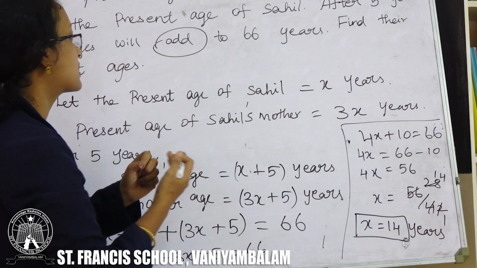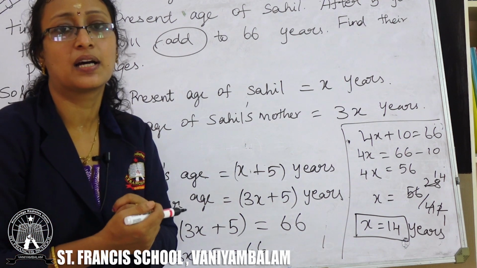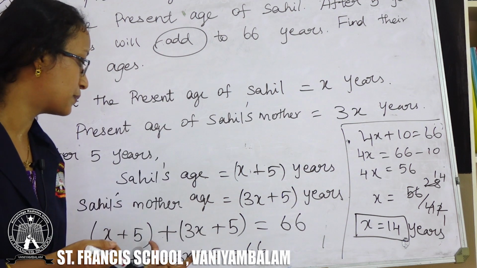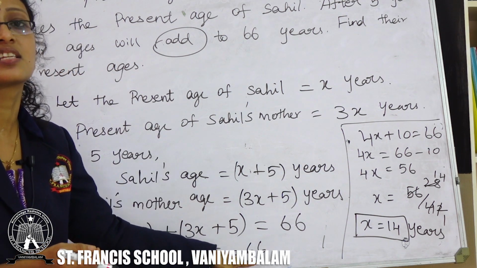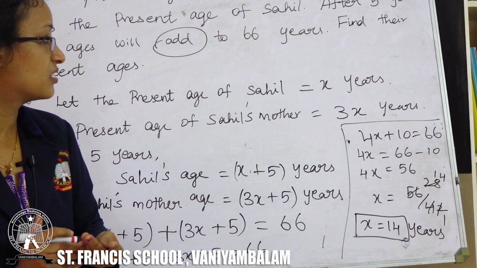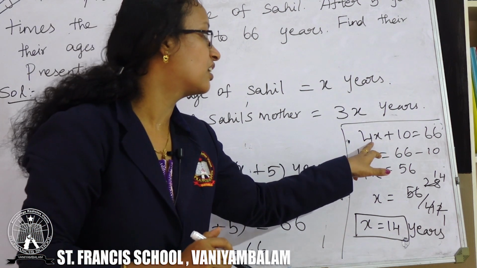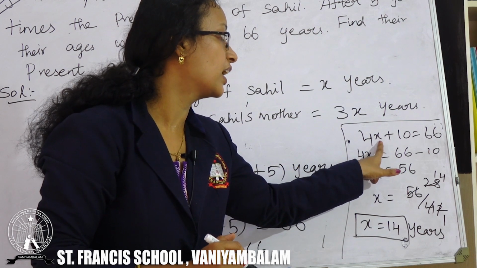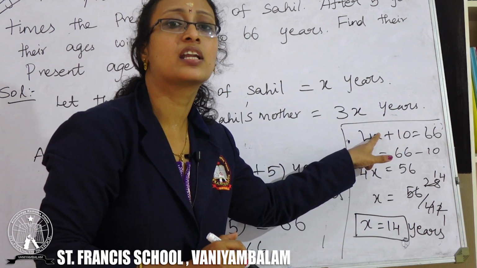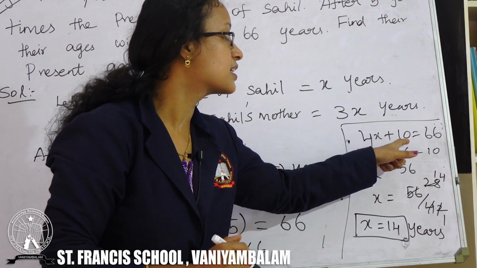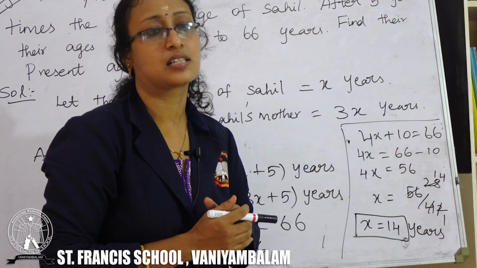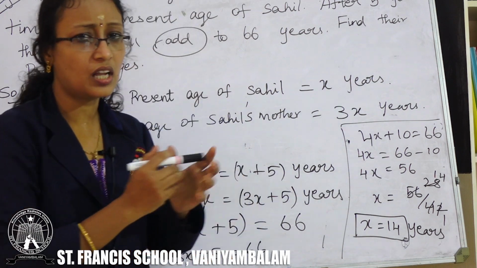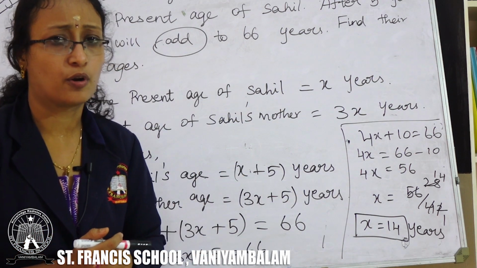Now you got the ages of Sahil and Sahil's mother? Yes. Then check it. Substitute the answer here. If you are getting 66, then your answer is correct. This is your final equation. If you substitute 14 here, 4 into 14 plus 10. 4 into 14 is 56. 56 plus 10 is 66. You got the RHS, that is the right hand side. This is how you will solve the problems.